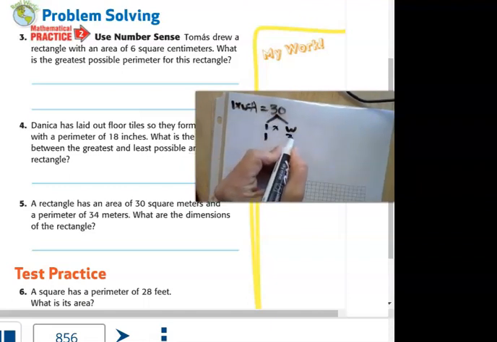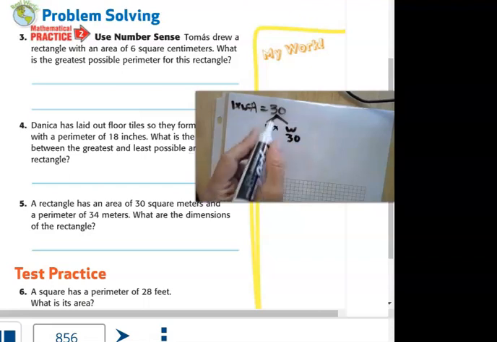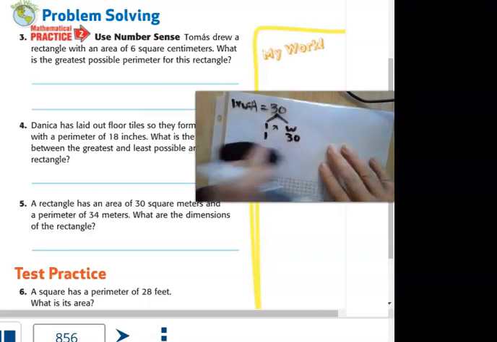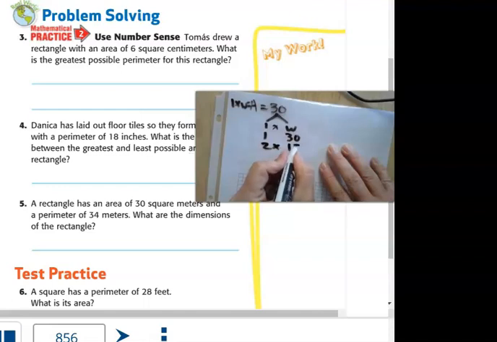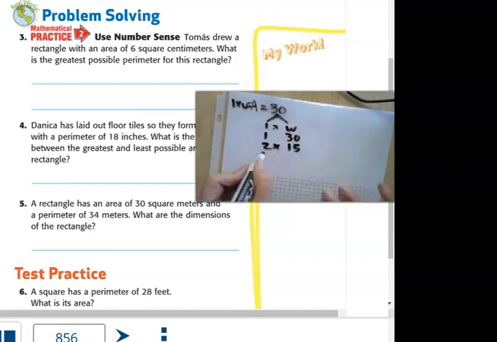And I know 1 times 30 will get me to 30. 30 is even, so I know that's a 2. 2 times 15 will get me to 30. 3 times 10 will get me to 30. And 5 times 6 will get me to 30. So those are all the factors that can get me the area of 30, which number 5 said. And now I need to find which one has, according to this, a perimeter of 34 meters.